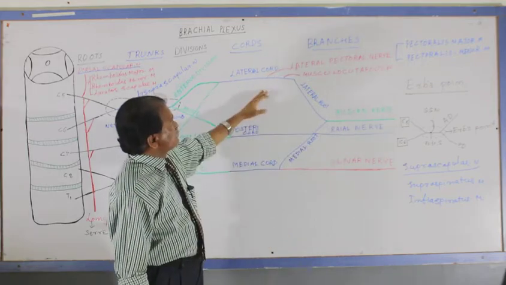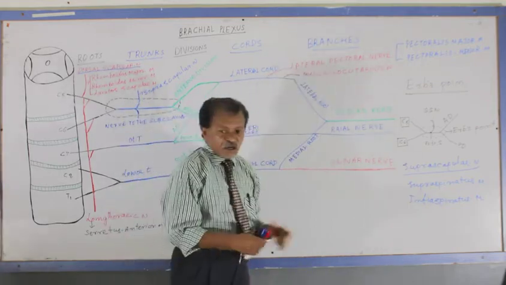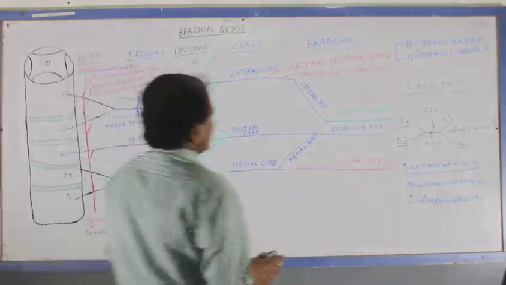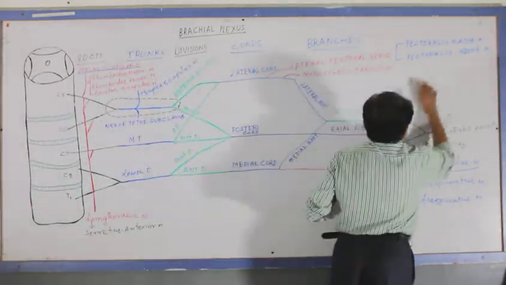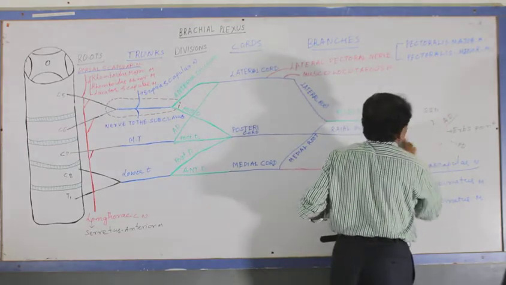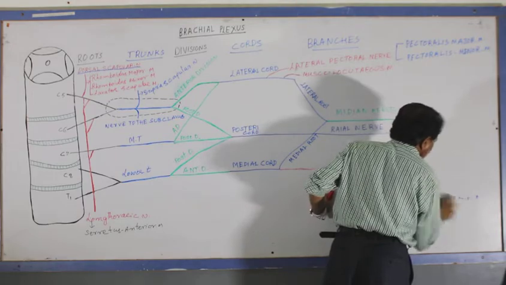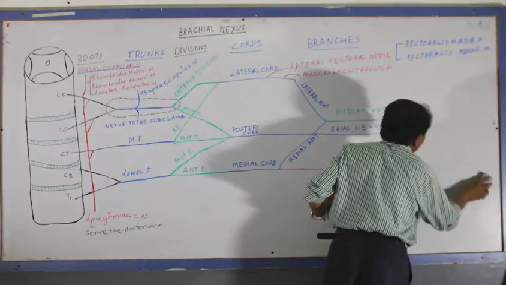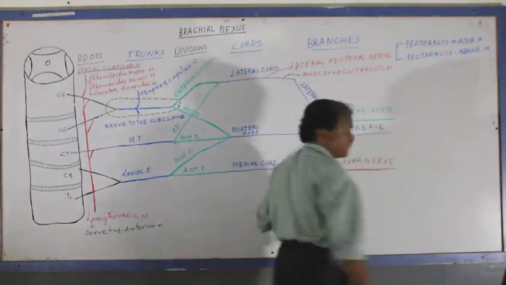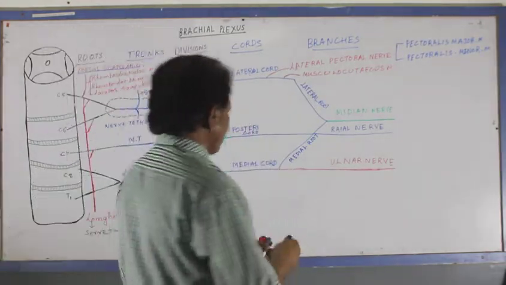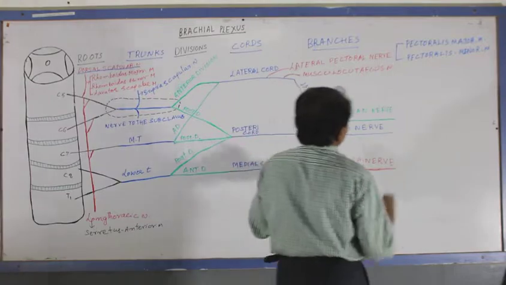So first we have to discuss the lateral pectoral nerve. This lateral pectoral nerve arises from the lateral cord of the brachial plexus, and it supplies two muscles: pectoralis major and pectoralis minor. We are discussing this one.